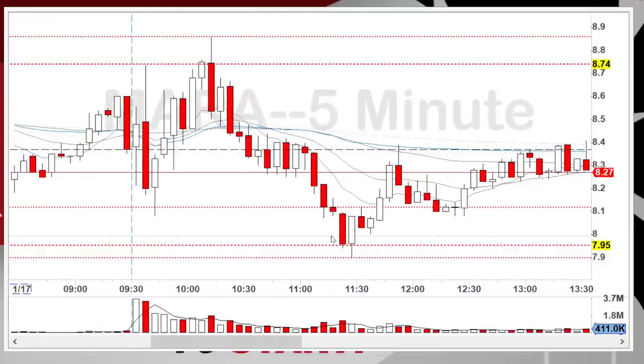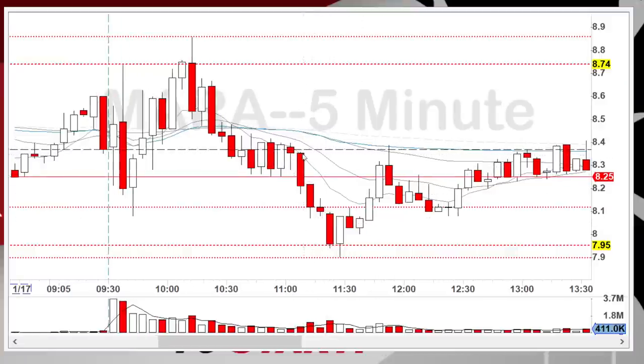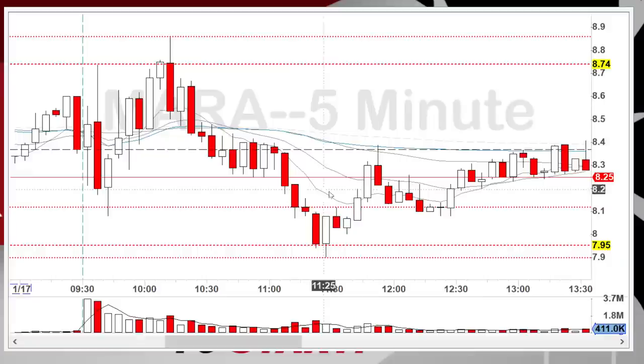You finally got a sell-off here midday, but it didn't go anywhere. And this is the problem with these lower-priced stocks. They just don't move a whole lot, right? It's like a 20 cent drop or so. So nothing happening there with Mara.